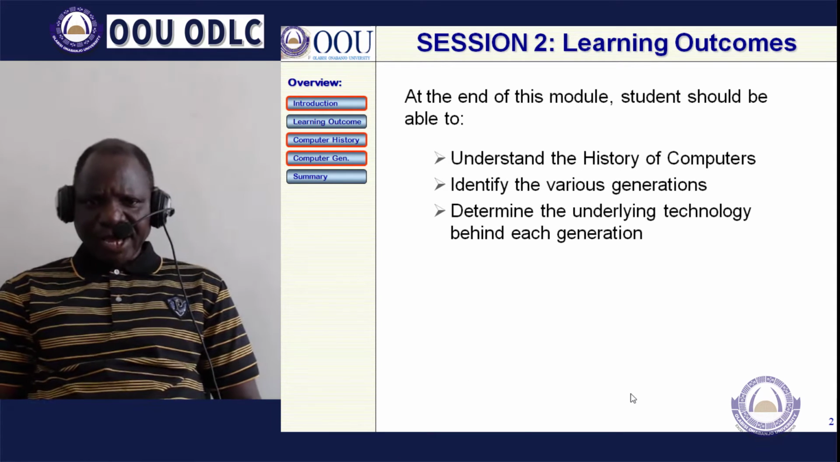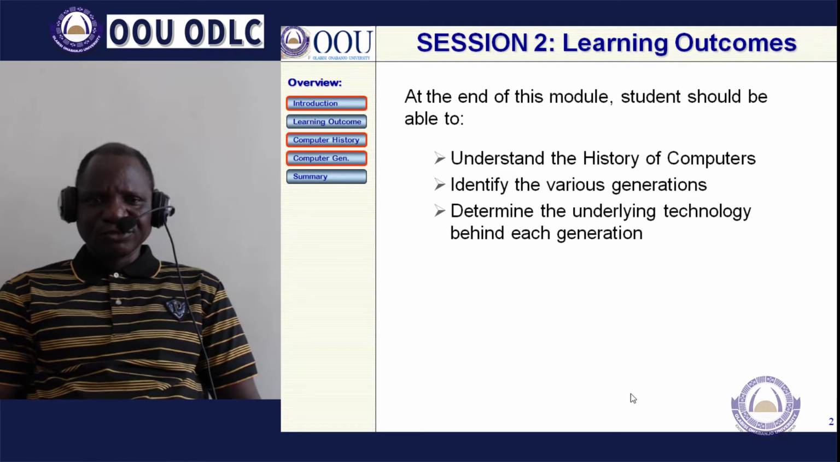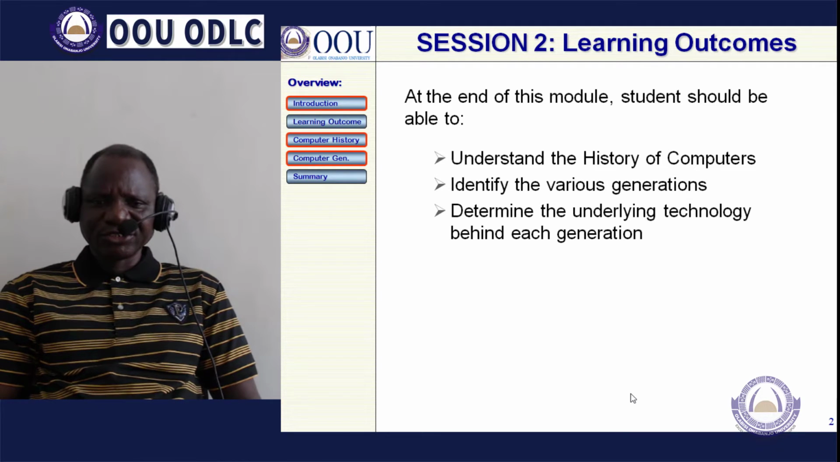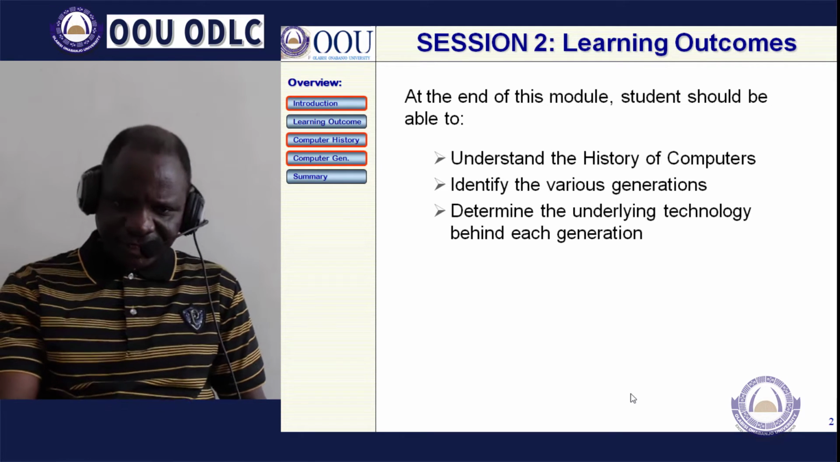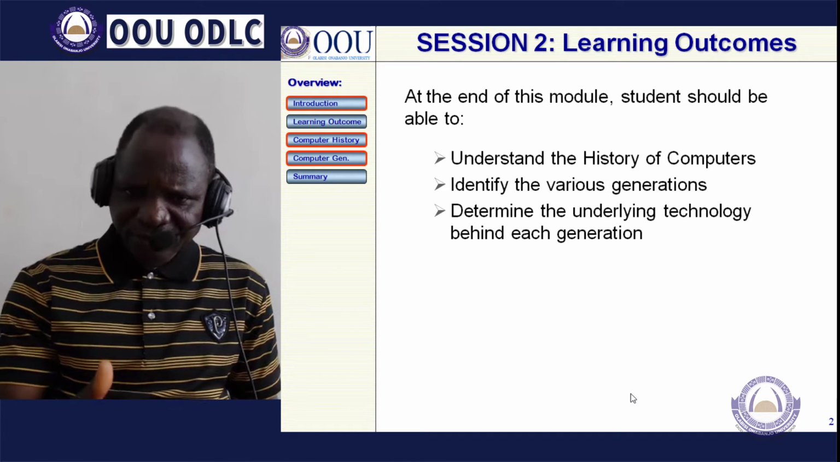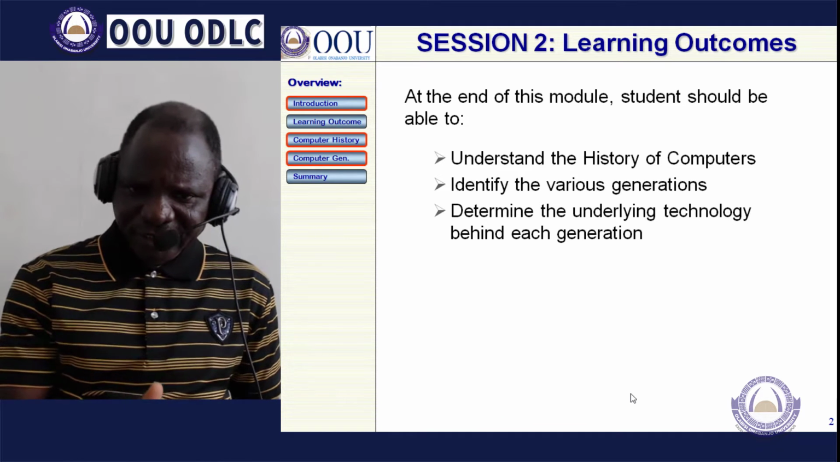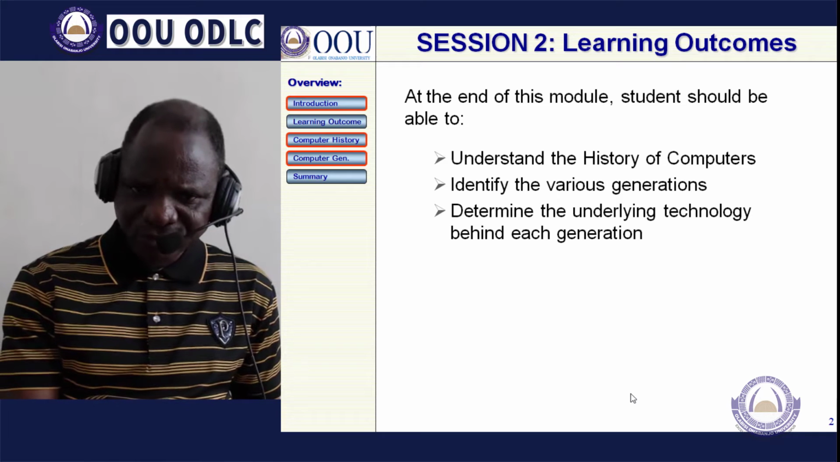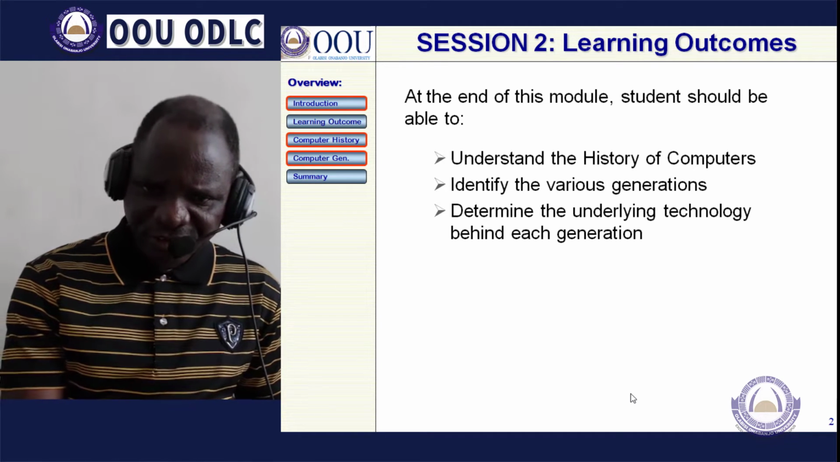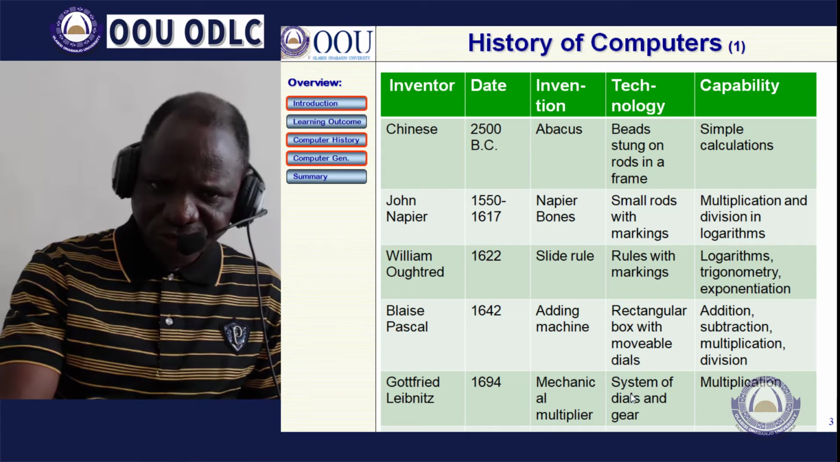In this session, at the end of this module, learners should be able to understand the history of computers, identify the various generations, as well as determine the underlying technology behind each generation. So, in looking at the history of computers, having done that, we should be able to classify them into various generations dictated by the underlying technology behind each of such generation.